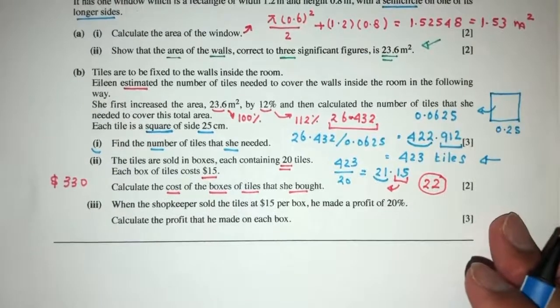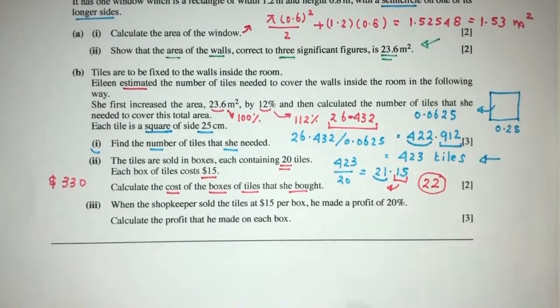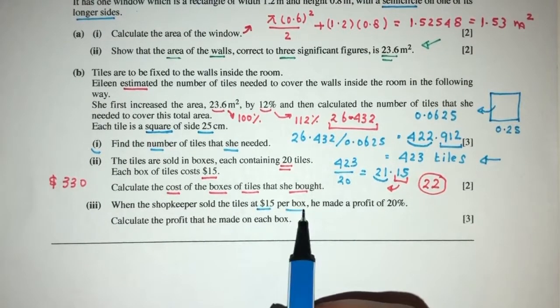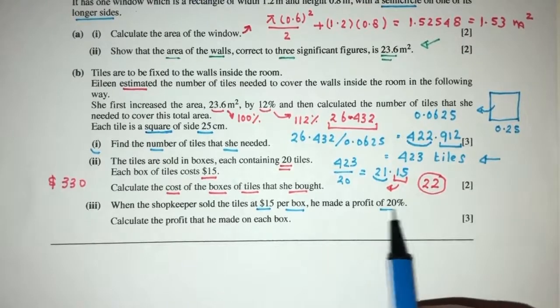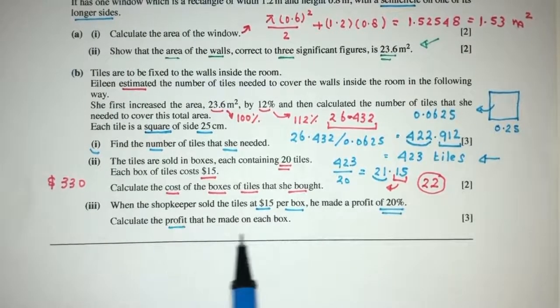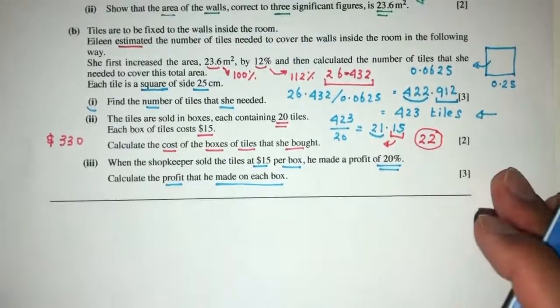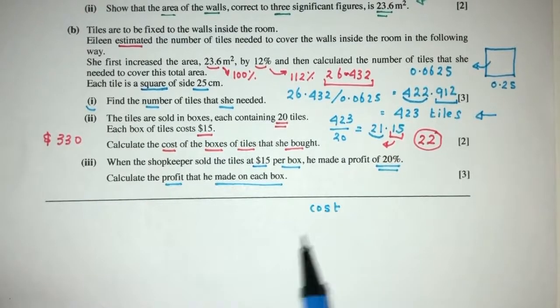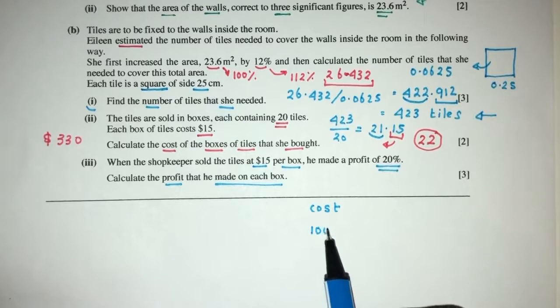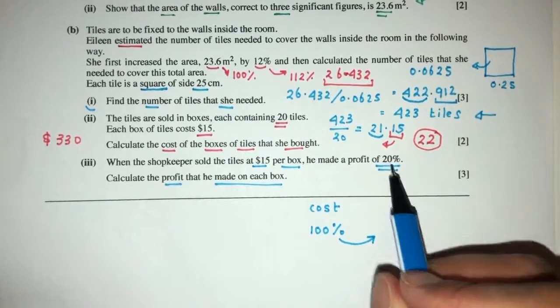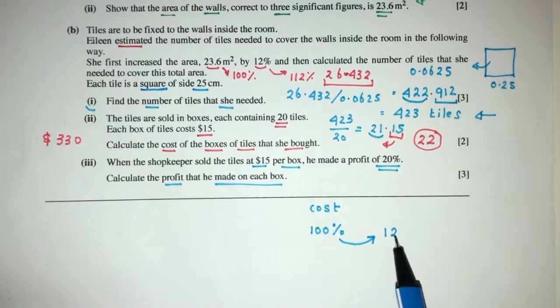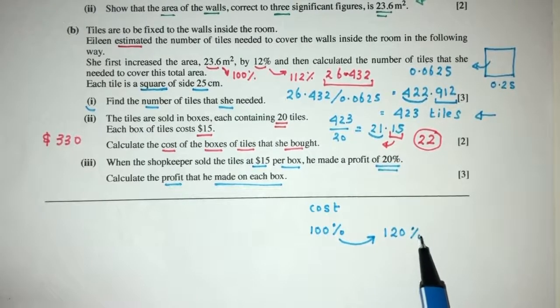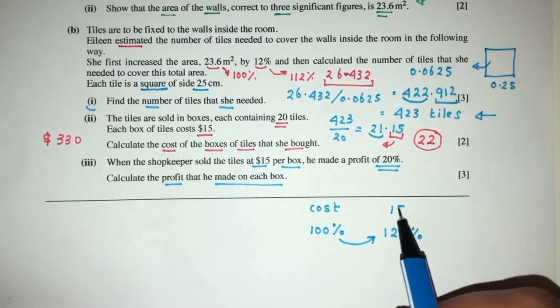Now for part 3 of the question, the shopkeeper sold the tiles at $15 per box. He made a profit of 20%. Find the profit he made on each box. So pretty easy. So we understand that the cost is 100%. That is the initial value for the cost. Now when you sell something, you make a profit of 20%. That will be 120%, representing the selling price at $15.